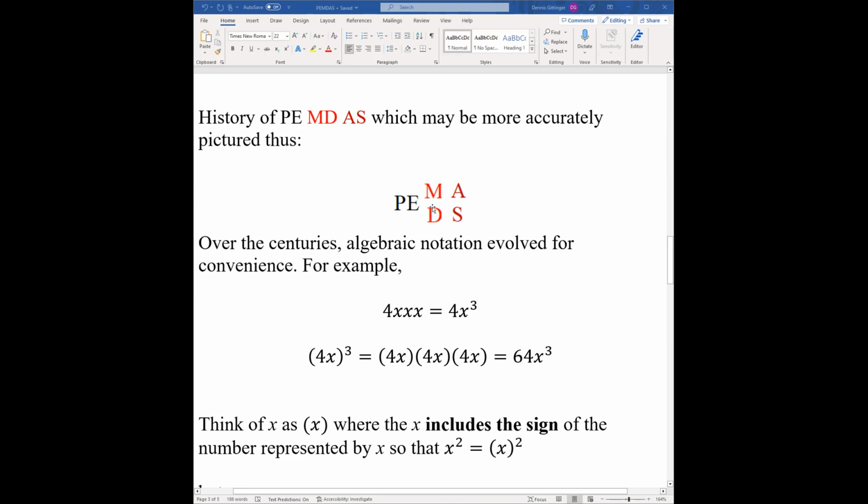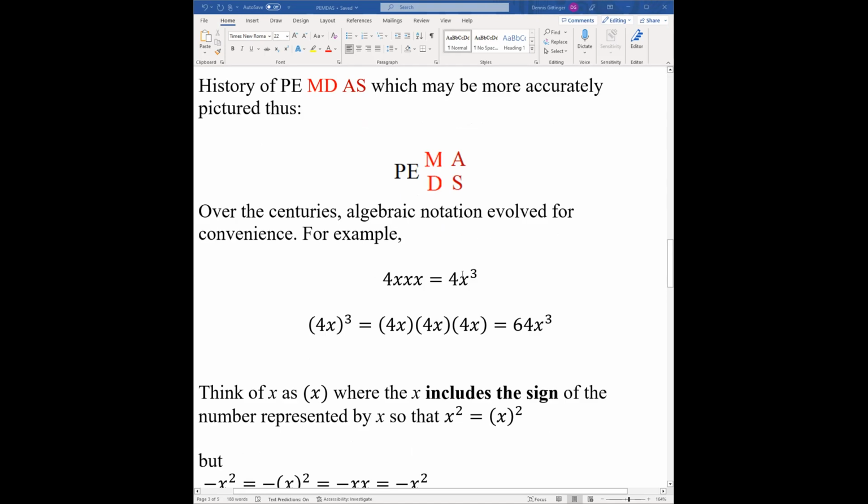But I prefer to write it like this because multiply and divide are the same rank. Add and subtract are the same rank. So you go parentheses and then exponents, and then multiply and divide from left to right as they occur, add and subtract from left to right as they occur. Now, I would like for you to understand why.